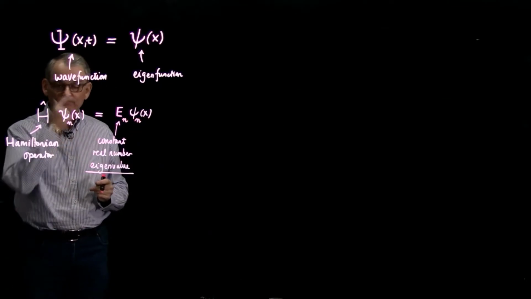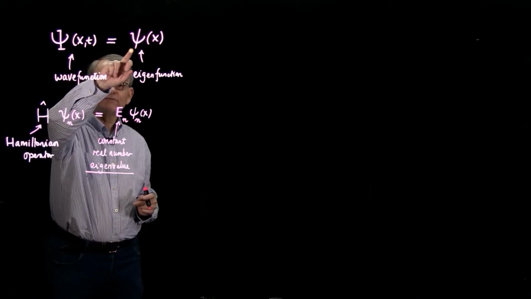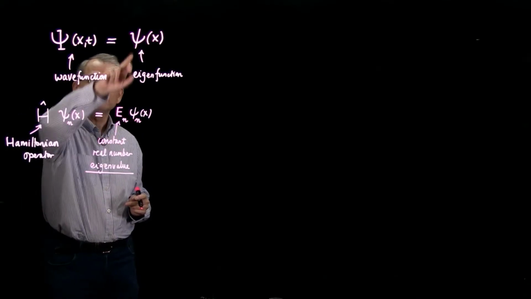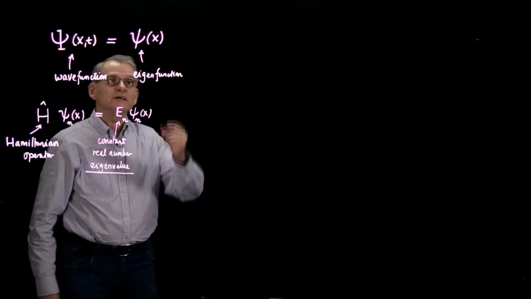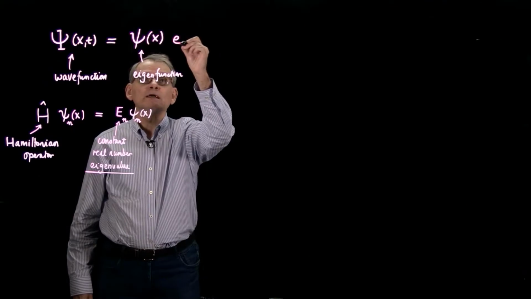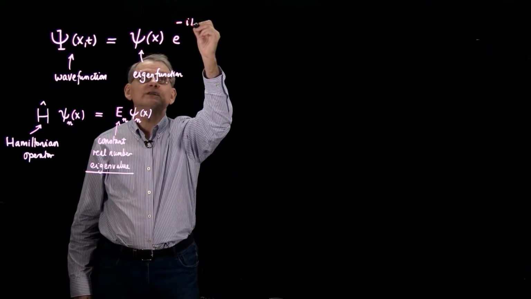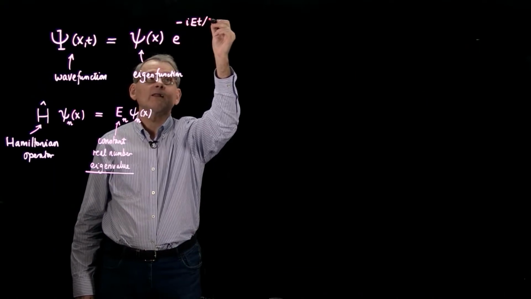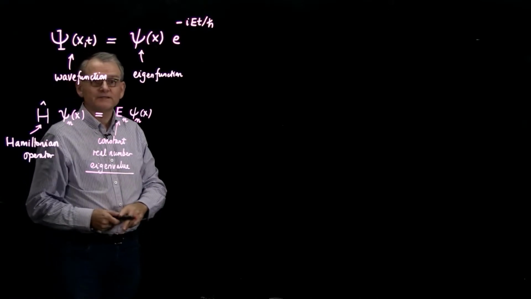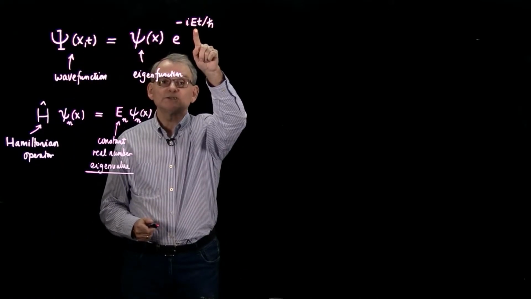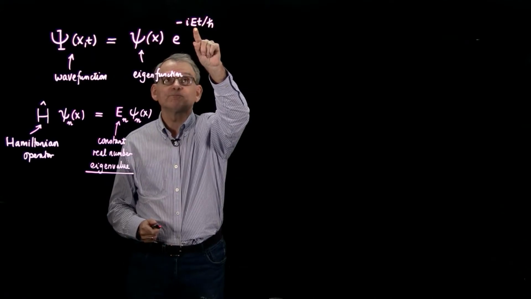Now here's the problem. If you're given the eigenfunction, and for the moment we'll suppress the index n, then how do you connect the wave function to this eigenfunction? And the answer is actually quite simple. You multiply the space part by something which is time dependent. Now this is only valid if the energy is a constant. In other words, this is a stationary state.